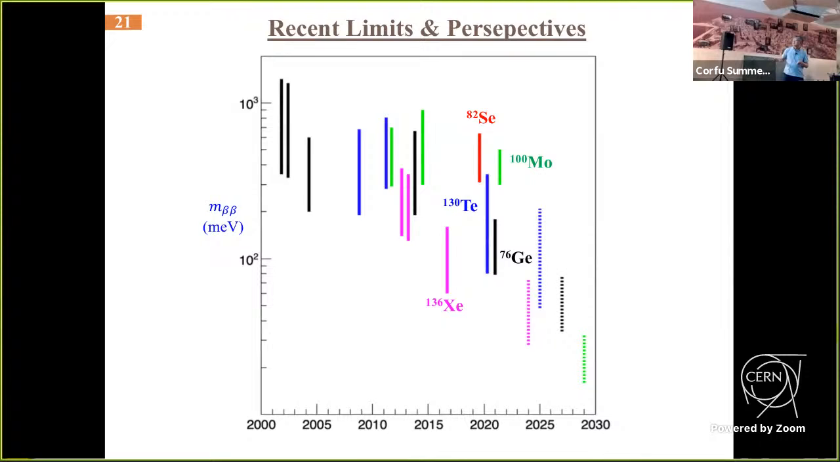So this is the current experiment for molybdenum-100 and selenium-82. And the black one is germanium. This is GERDA, and now they may run the LEGEND-200. So this is the expected.